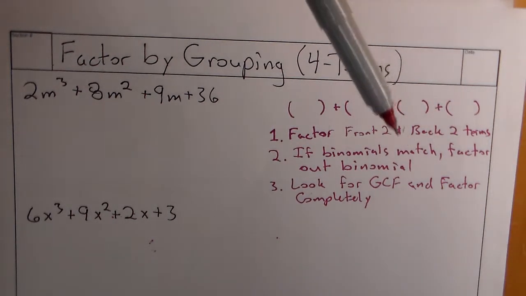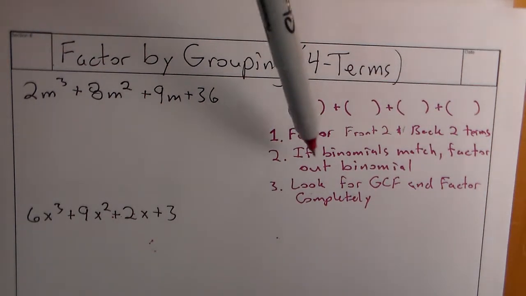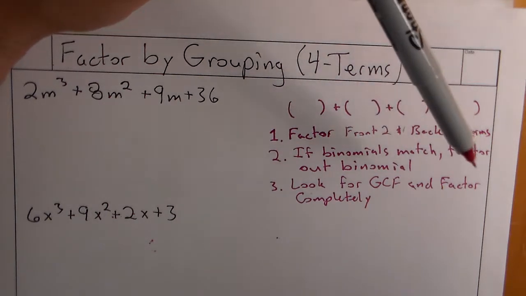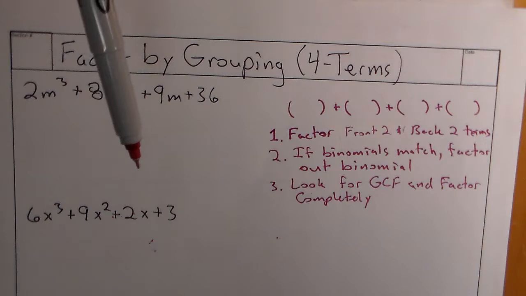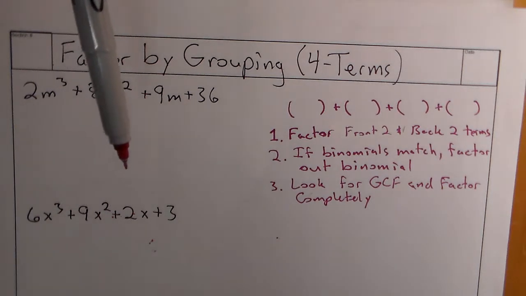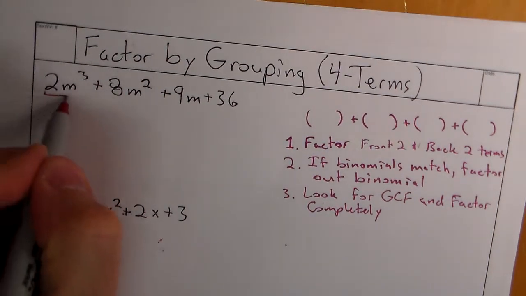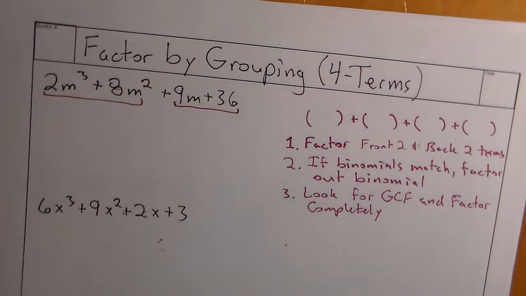If we factor them and we can take a term out, we're looking for the binomials that are left over to match. If that's the case, we will then factor out that binomial to get to a factored version. So let's see what that looks like. It's the same process each time, so let's just focus on that process of factoring and getting things to match. So factor the first two, factor the last two.